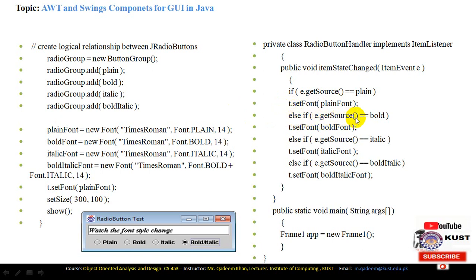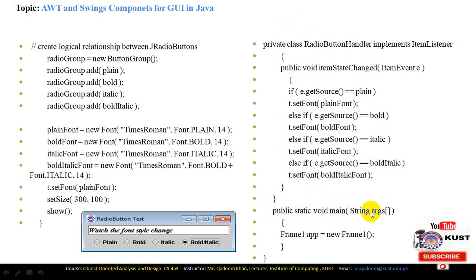Else if e.getSource() == bold, then the text field has the bold font. Else if e.getSource() == italic, then t.setFont(italic font). Else if e.getSource() == bold italic, t.setFont(bold italic font). Here we have completely defined the radio button handler class, and this is the end of the constructor.